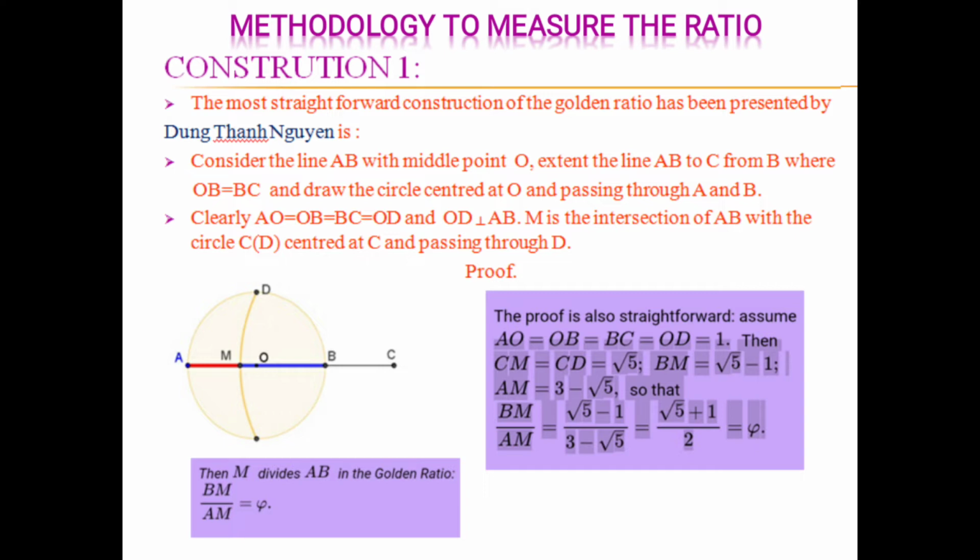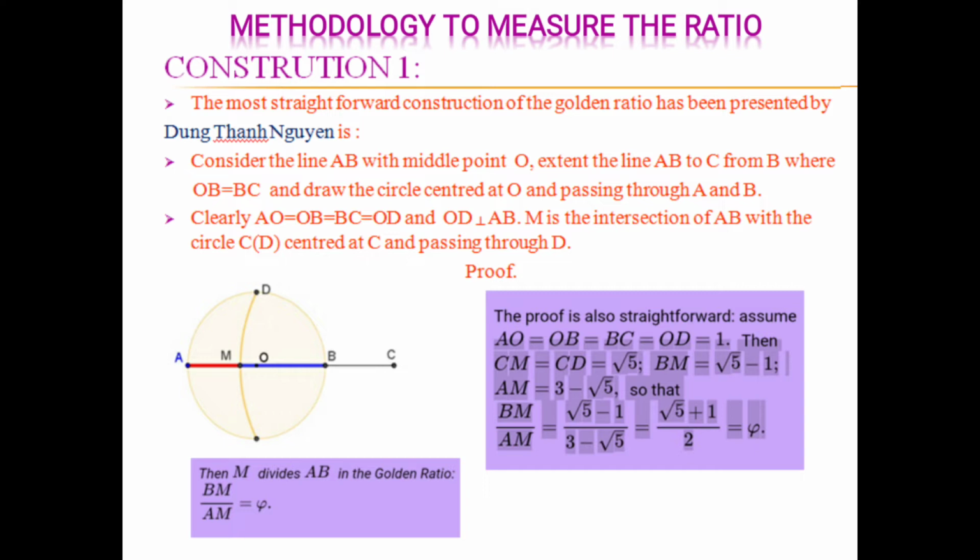Now we find the point M, where M is the intersection of AB with the circle centered at C passing through D. That means we draw a circle with center point C. If you draw the circle, the point intersecting the line AB is the point M, and that point is marked as the golden ratio portion. So now AM and MB give the portions of the golden section.